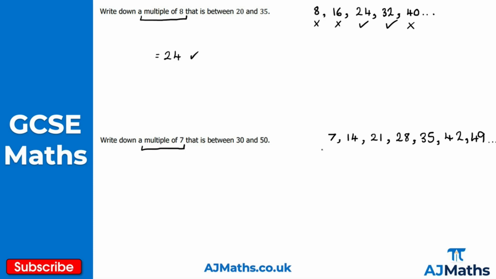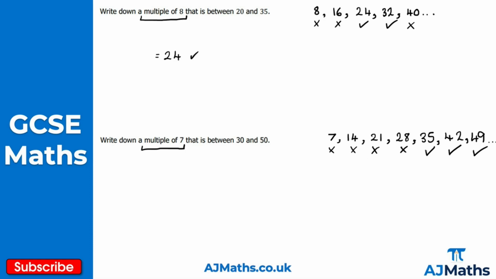So now let's check which numbers here are between 30 and 50 in our 7 times table. So 7, 14, 21, and 28, we won't include those because they're all below 30. Now we've got 35, well that's between 30 and 50, so we can include that. We've got 42 here, again that's between 30 and 50, so we'll include that. And same again for 49, that's between 30 and 50, so we'll include that. But the next number in the 7 times table would be 56. That's greater than 50, so we can't include that.